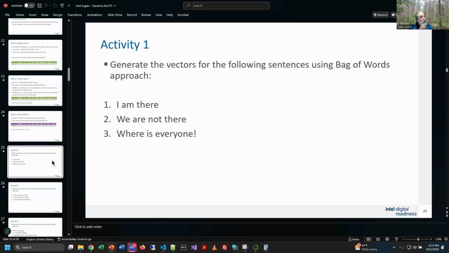So your bag of words would basically contain what? I am there, we are not there, where is everyone? Right? All of that is the bag of words. Then you go sentence by sentence and create a vector. Now, I'm noticing that sentence 1 and 2 have words that repeat.